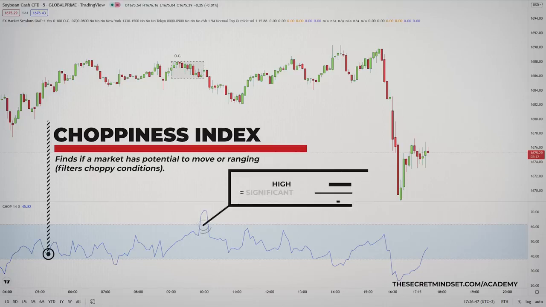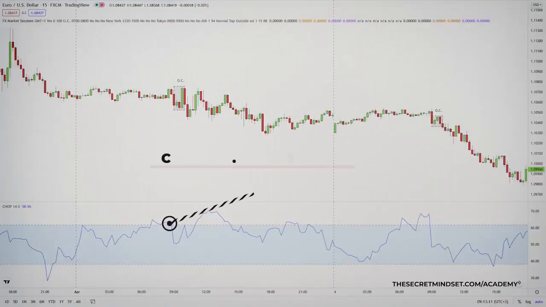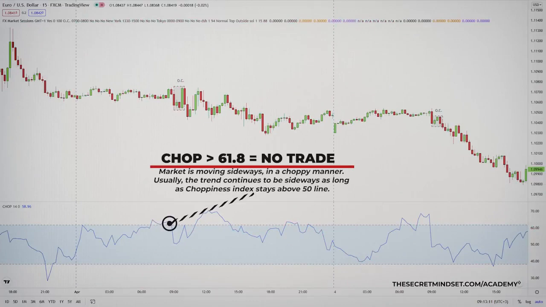The value of the choppiness index indicator ranges between 0 and 100. A high reading in the choppiness index usually happens when there is a significant consolidation in the price action. When the value of the indicator is above 61.8, it means that the market is moving sideways in a choppy manner. Usually, the trend continues to be sideways as long as the choppiness index stays above the 50 line.